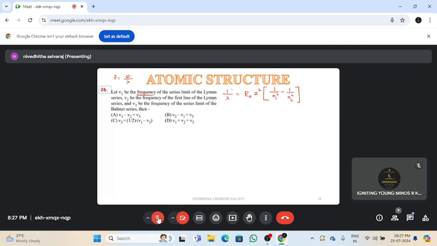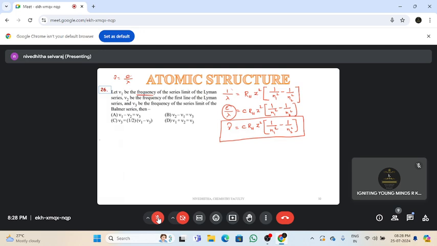So 1 by lambda can be multiplied with c to get frequency. So left side and right side, I'm going to multiply with the velocity of light. So c by lambda is equal to c into Rydberg constant into atomic number Z square into 1 by n1 square minus 1 by n2 square. So this can be written as frequency. So frequency is equal to velocity of light, Rydberg constant, Z square into 1 by n1 square minus 1 by n2 square. So this is the formula which we're going to use in this problem.